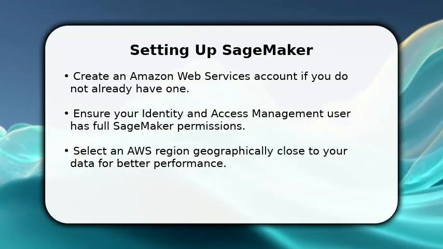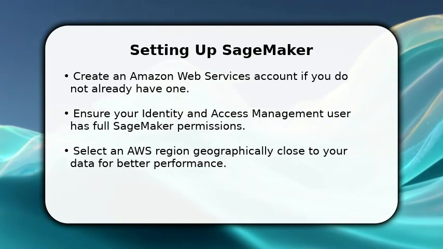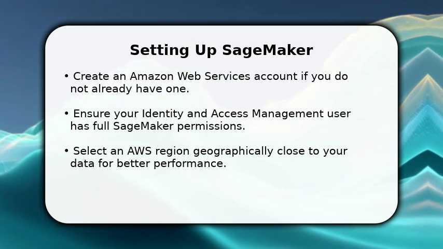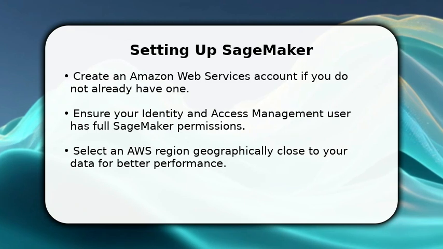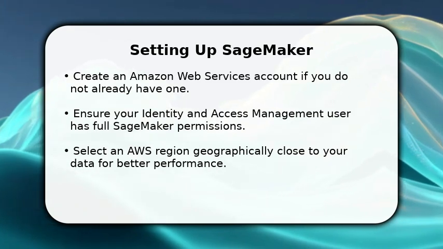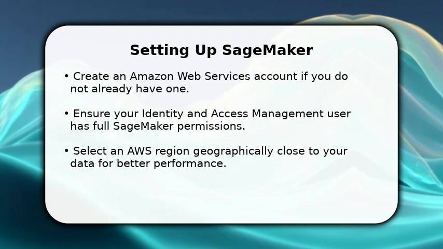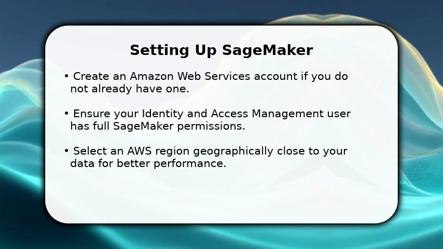In this video, I will explain how to set up SageMaker. First, you will need an Amazon Web Services account. If you do not have one, creating it is a straightforward process. Next, ensure your Identity and Access Management user has the necessary permissions to access SageMaker services. This is crucial for security and functionality.